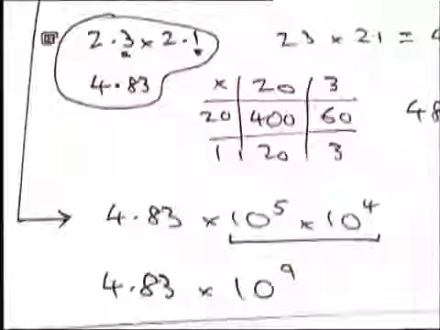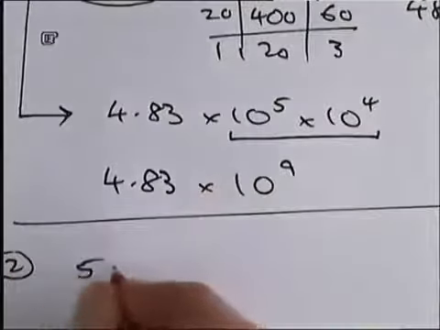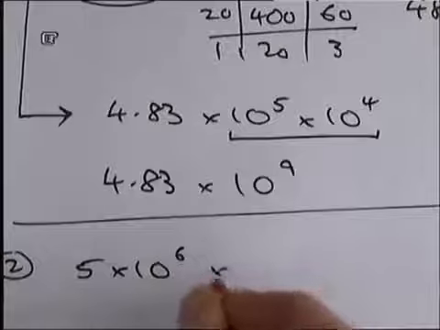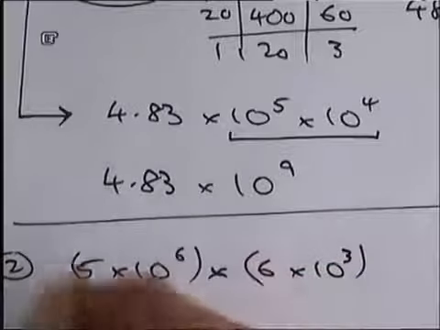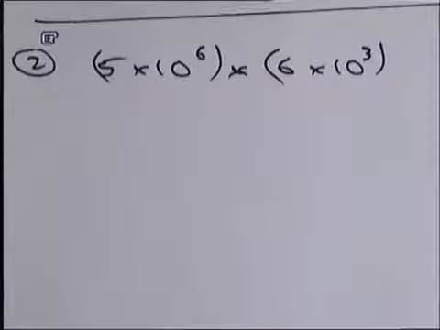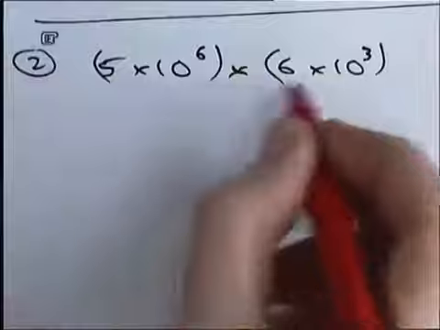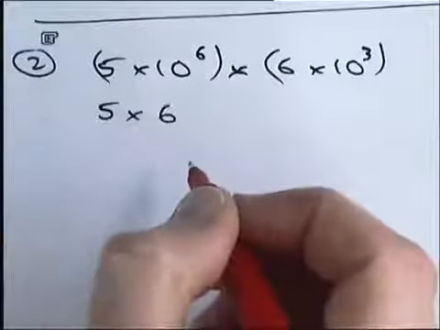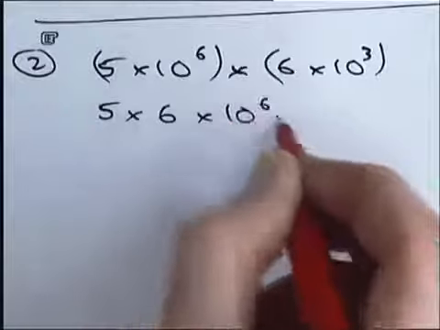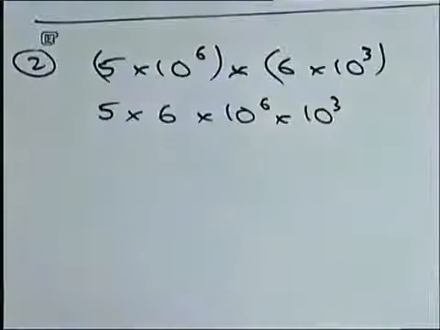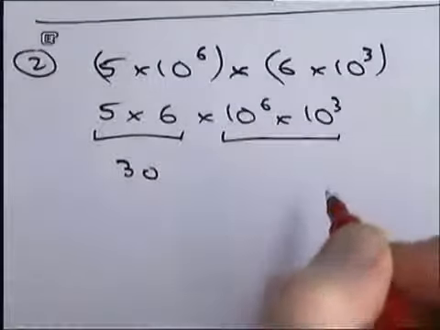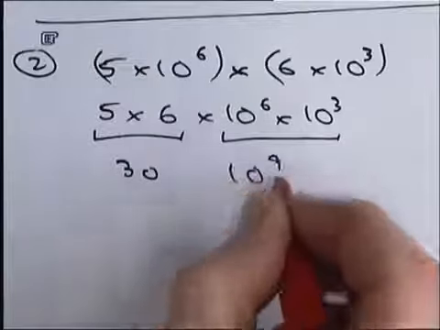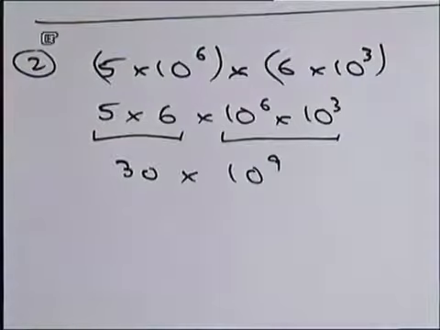If I look at a second example, 5 times 10 to the power of 6 times by 6 times 10 to the power of 3. You don't need the brackets here, but often you will find brackets in these questions. I'll do what I did last time. I'll write down the normal numbers first. 5 and 6 are being times together. Then 10 to the power of 6 and 10 to the power of 3 are being times together. 5 6s are 30. If I times those together, I will just be adding the powers. So I get 10 to the power of 9. 30 times by 10 to the power of 9.